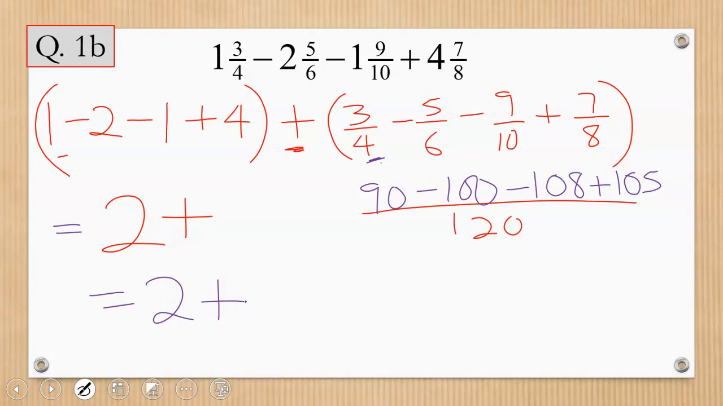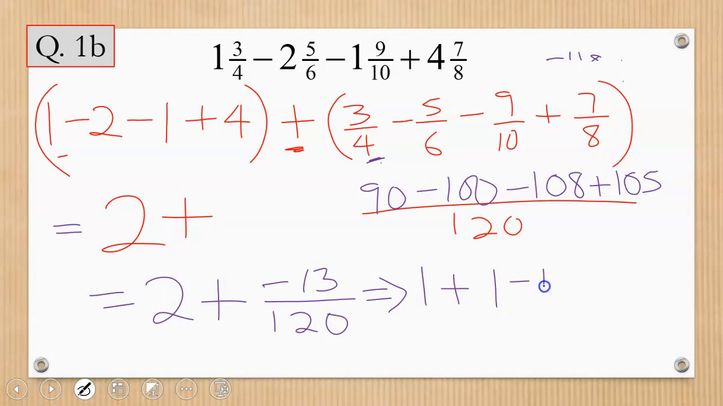So now this will be equal to, my 2 is here already, so I have this plus, now I'm going to add 90 minus 100, which gives us -10. -10 minus 108 gives us -118. Then plus 105, which will be -13, all divided by 120. Now I have 2 whole number and -13 over 120. But I can't put them together and say 2 whole number -13. No, it's not done that way. So I need to split the 2 as 1 plus 1.